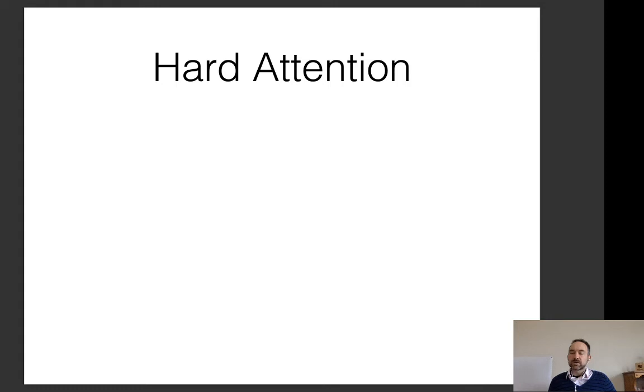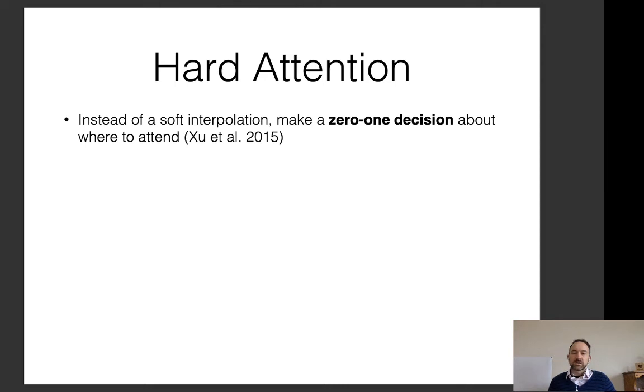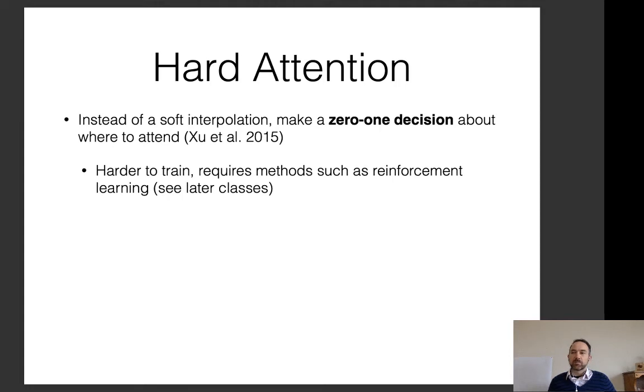Another alternative variety of attention model uses hard attention. Basically, the idea is that instead of a soft interpolation between the outputs, we're making a 0-1 decision about where to attend. So there are reasons why you might want to do this or might not want to do this. One reason why you might not want to do this is it can be harder to train because, as we've talked about before in this class, any 0-1 decision that's using a step function or something like this will have trouble with gradient propagation and requires something like reinforcement learning or other tricks.